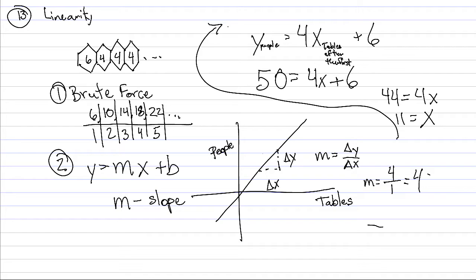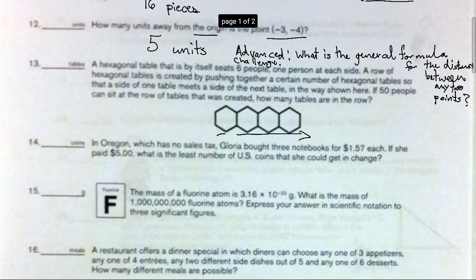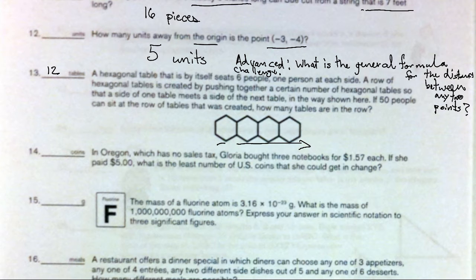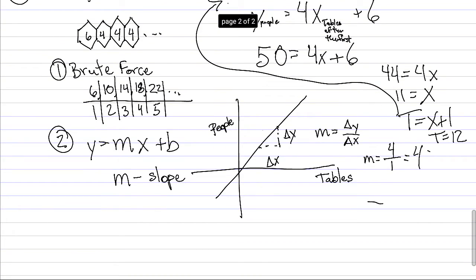So remember, x is tables after the first, so we have to go back and say that tables equals x plus 1. Tables equals x plus 1, or t equals 12 tables are in the row. So we can put the answer up here, 12 tables.